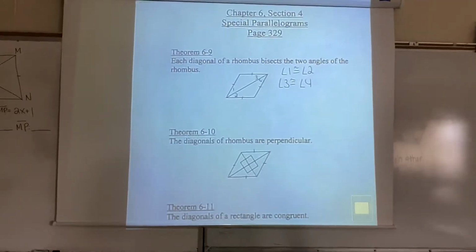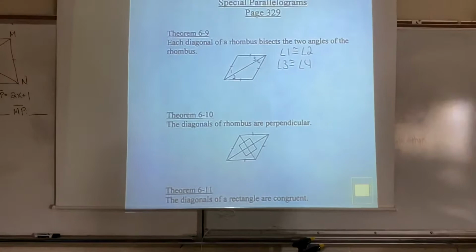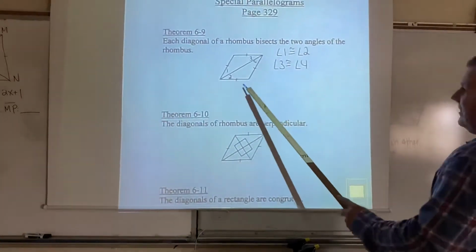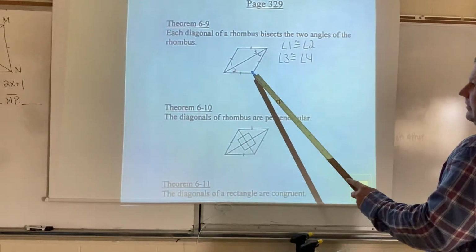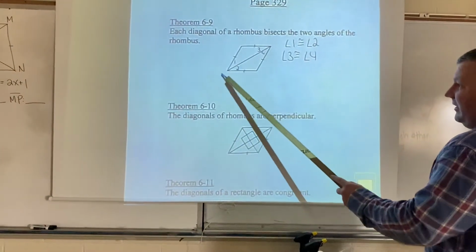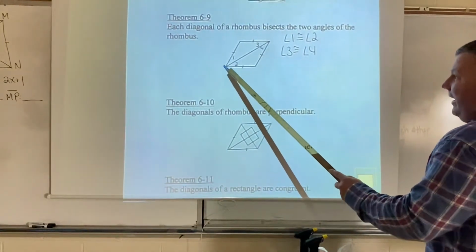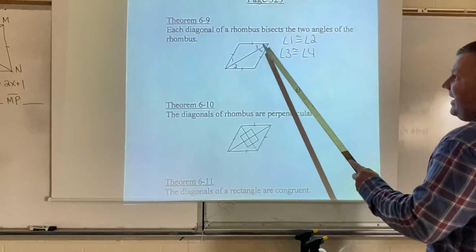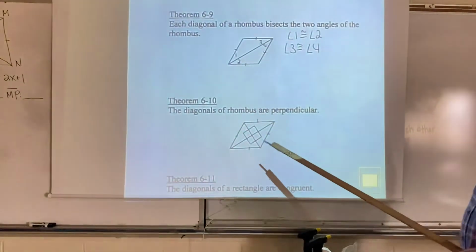So theorem 6.9 states, each diagonal of a rhombus bisects the two angles of the rhombus. So let's say that this angle here was 110 degrees. That means this angle here would have to be 70 because if they're consecutive, they are supplementary. So if the whole angle here was 70 and this diagonal bisects it, angles 1 and 2 would each be 35 degrees.